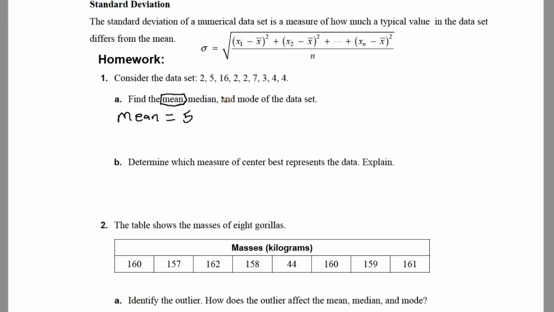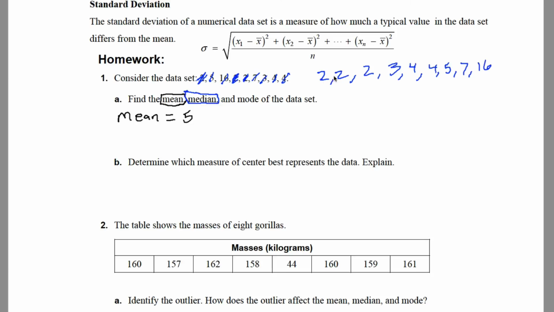The median. In the median, what you want is the middle number. So they've got to be in order from smallest to biggest. So I'm going to put them in that order. 2, and that's that one. Another 2. There's that one. Another 2. Now a 3. And a 4. 4. There's those 2. And a 5, 7, 16. Now they're in order from smallest to biggest.